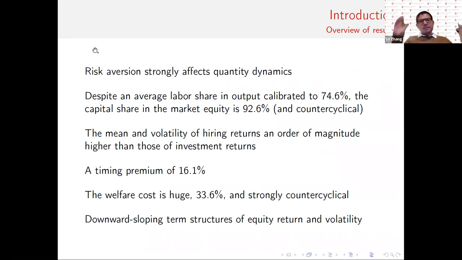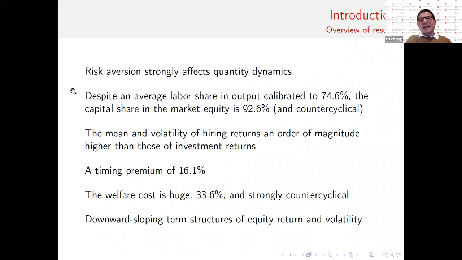So again, the separation between macroeconomic dynamics and risk premiums is going to break down. In particular, in our model, risk aversion strongly affects quantity dynamics. So lower risk aversion means lower risk premium, smaller macroeconomic volatilities as well, and a lower unemployment rate. The channel goes through the risk premium because it provides a discount rate channel.